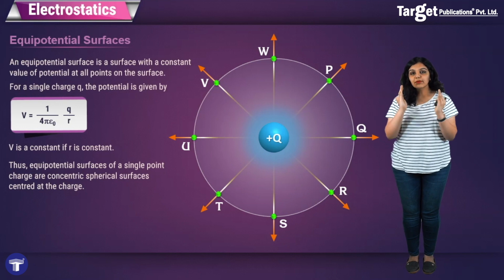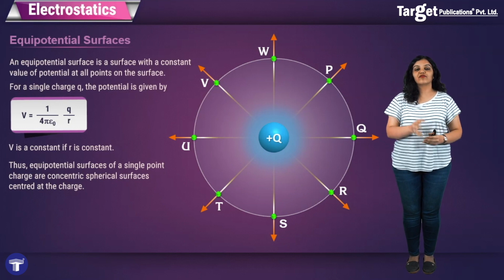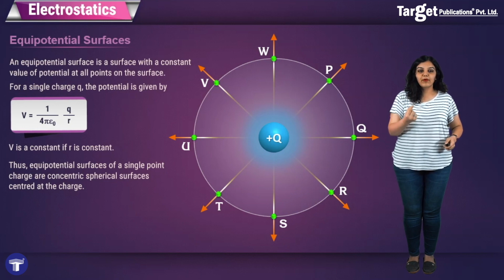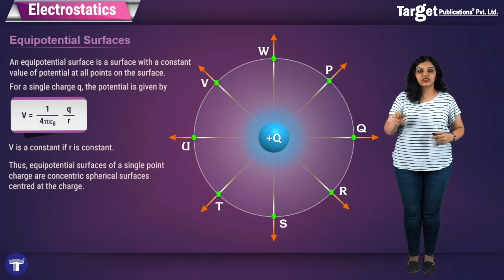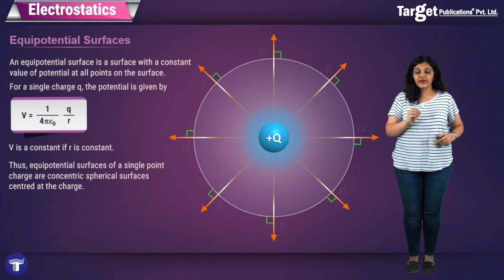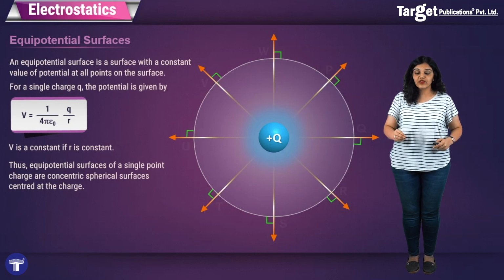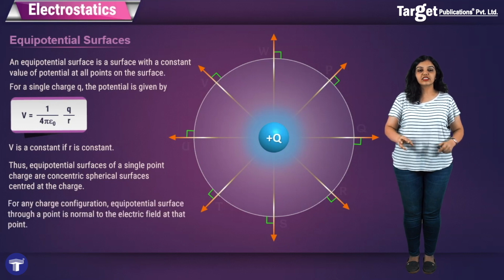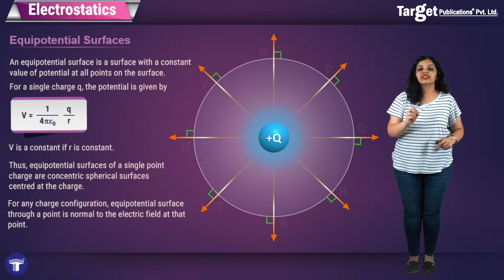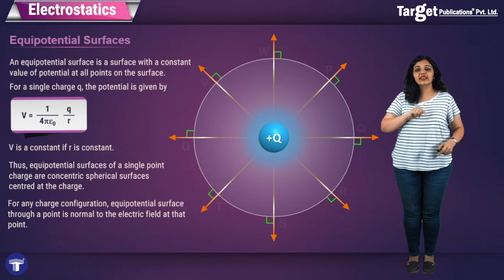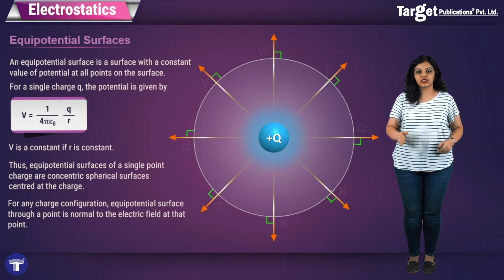It will cover all the points which lie at the same distance from the point charge. So for the single point charge, the equipotential surface is a spherical surface centered at the charge. One very important property of an equipotential surface is that equipotential surfaces are normal to the electric field. So the equipotential surface at any point is normal to the electric field at that point. As you can see very clearly, the field is normal to the equipotential surface, and this is actually in general a property of the equipotential surface.